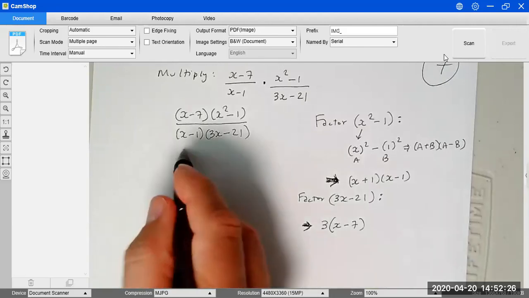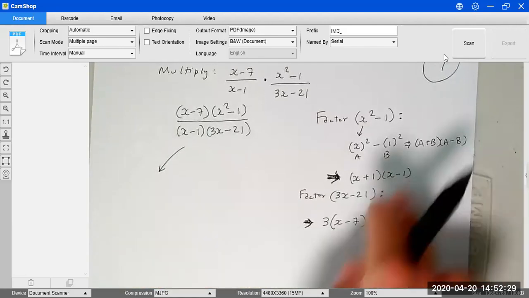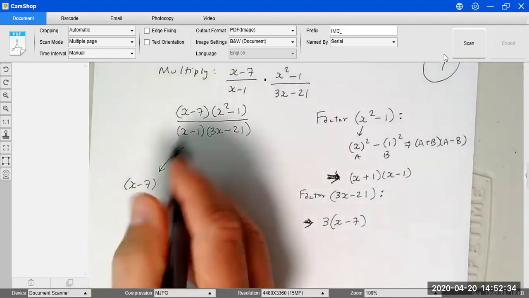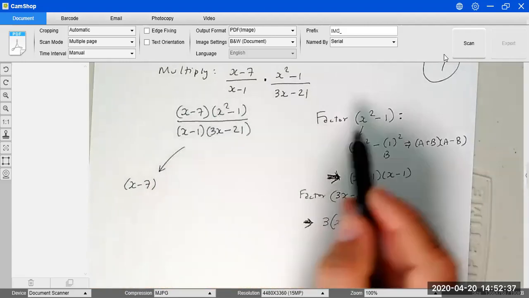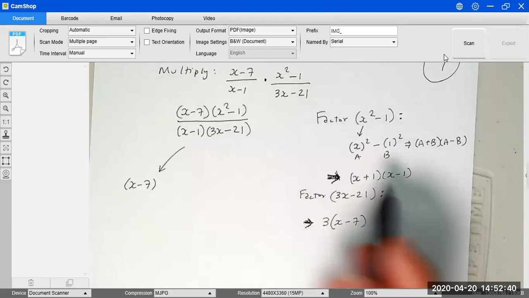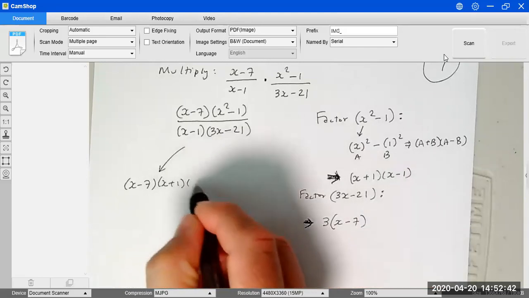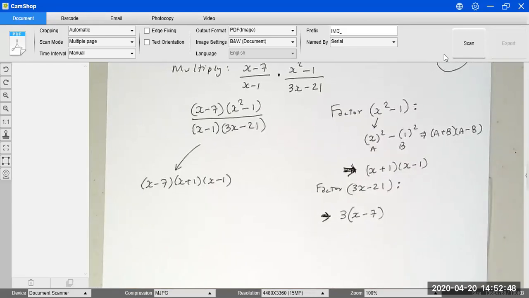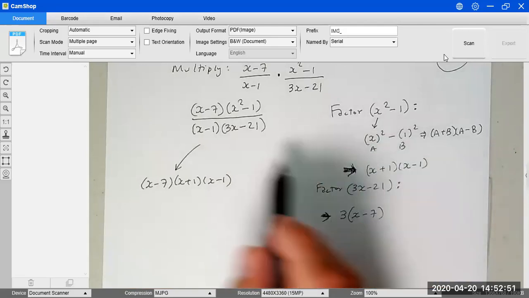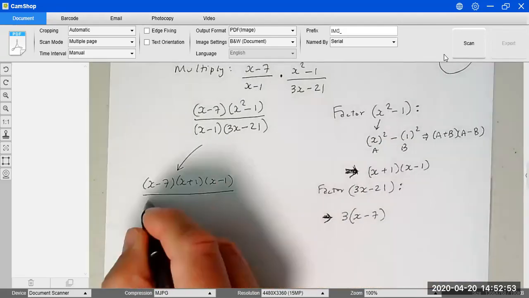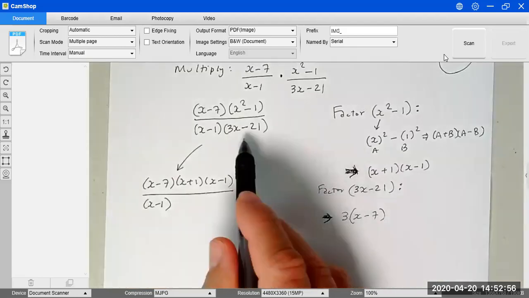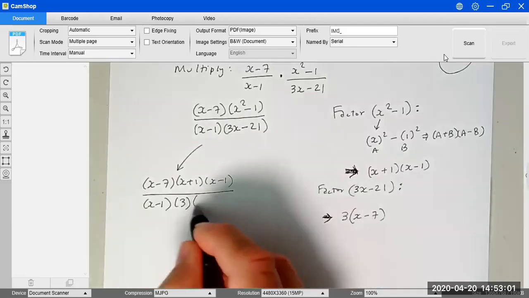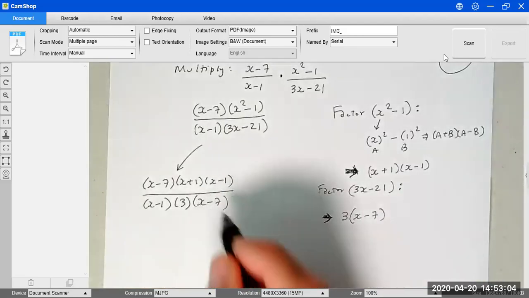So now I'm going to write everything by using the new versions of every expression. So I have x minus 7, this one here. Then this x squared minus 1 becomes x plus 1 times x minus 1. So we need to be very careful that we don't lose anything. So then I have x minus 1 here, x minus 1 here, and then 3x minus 21 is going to become 3 times x minus 7.